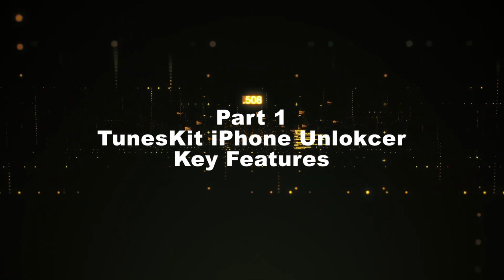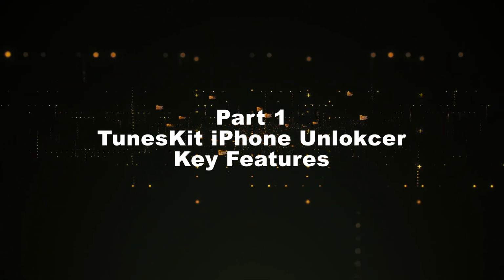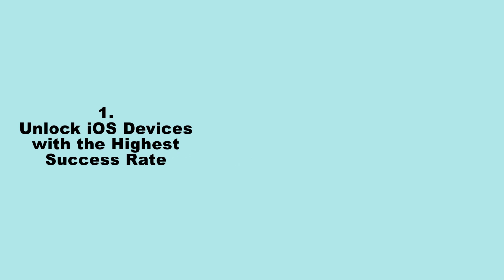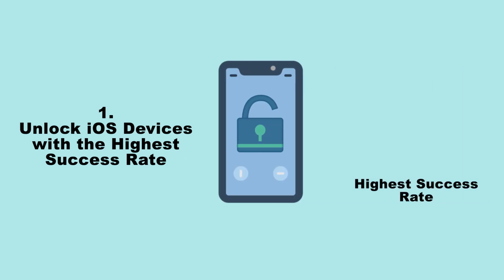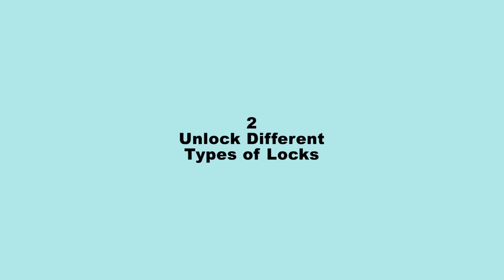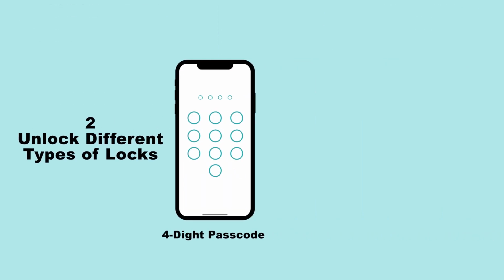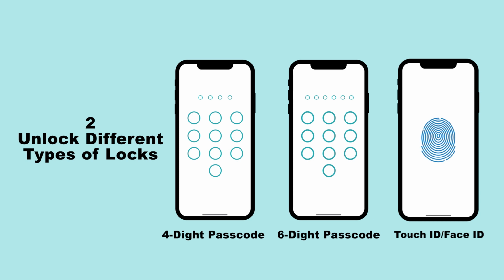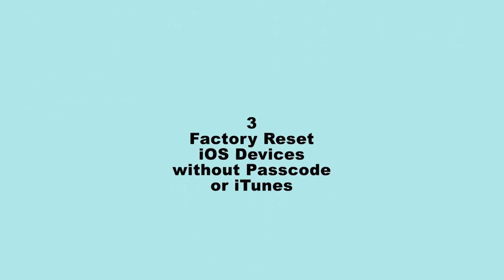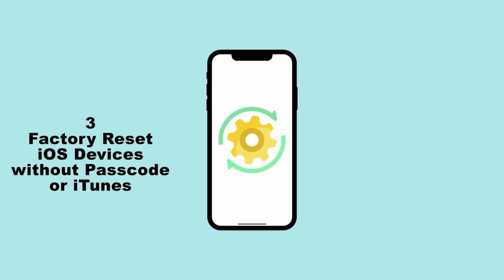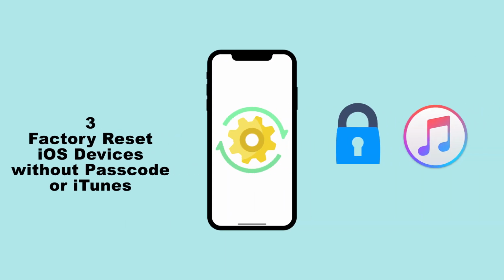Part 1. TunesKit iPhone Unlocker Key Features. 1. Unlock iOS devices with the highest success rate. 2. Unlock different types of locks including 4-digit or 6-digit passcode, Touch ID, and Face ID, etc. 3. Factory reset iOS devices without passcode or iTunes.